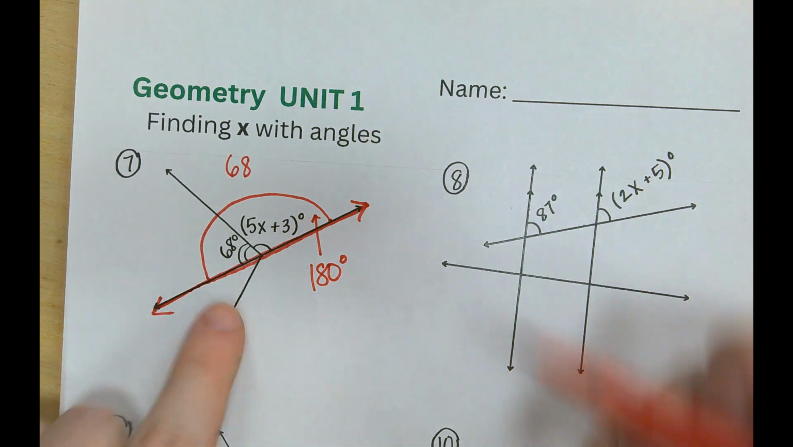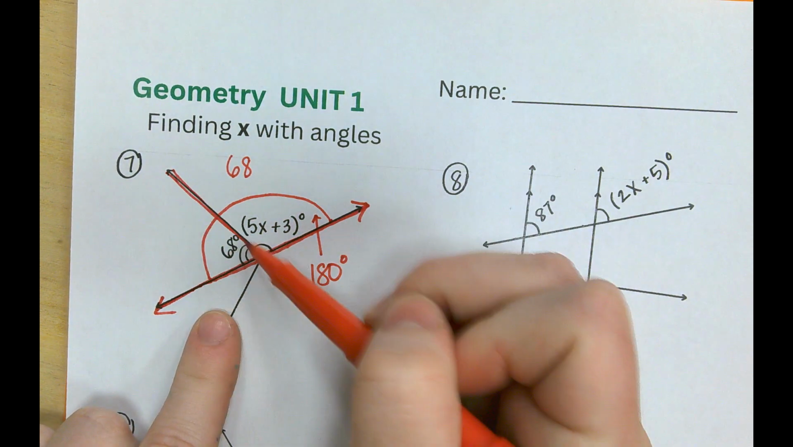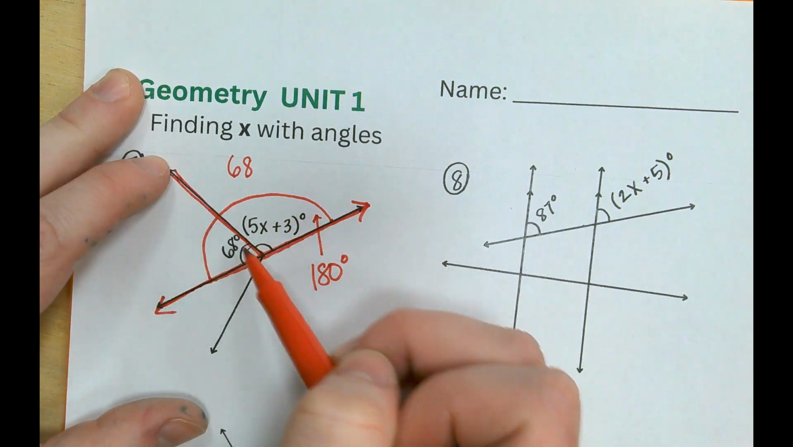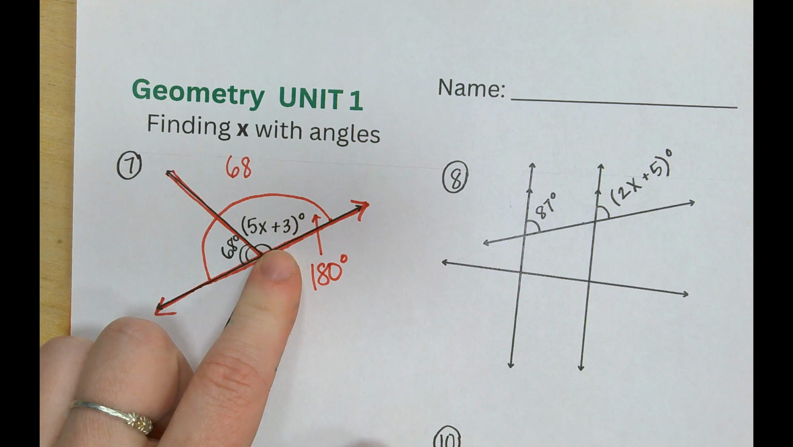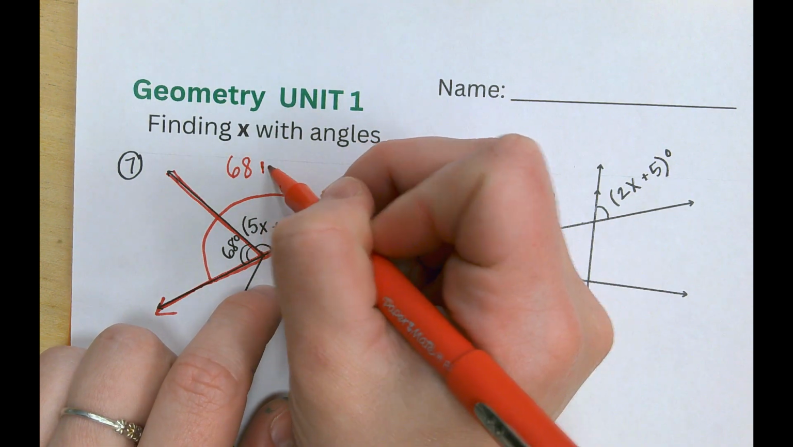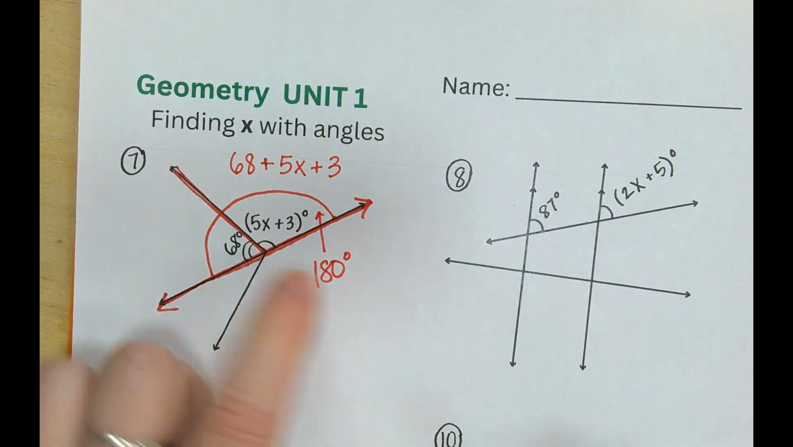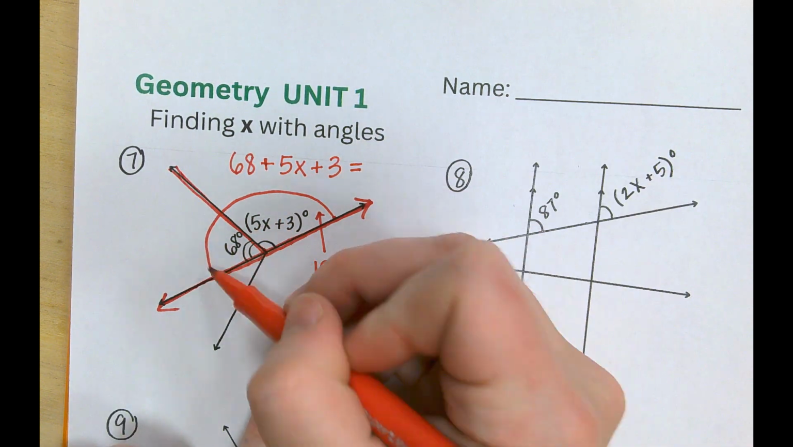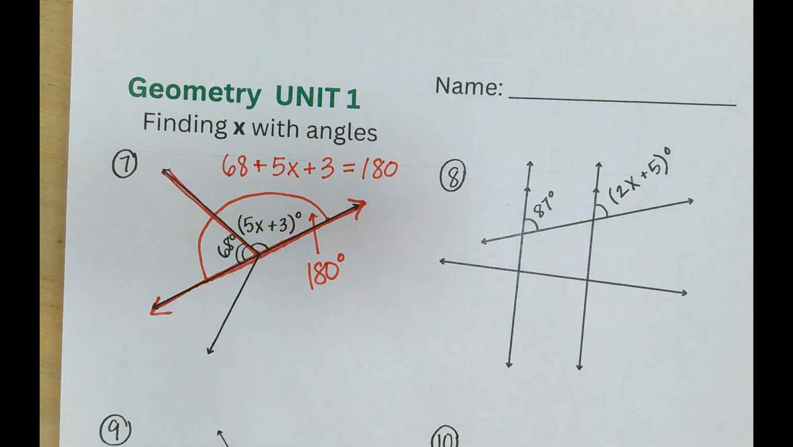So that would mean that I should be able to add this angle, which is 68 degrees, plus this angle, which is 5x plus 3. So let's do that, plus 5x plus 3. And it should equal 180, since these two angles are what make up the 180 degree angle. Okay, so here's our first step. We set up the equation.